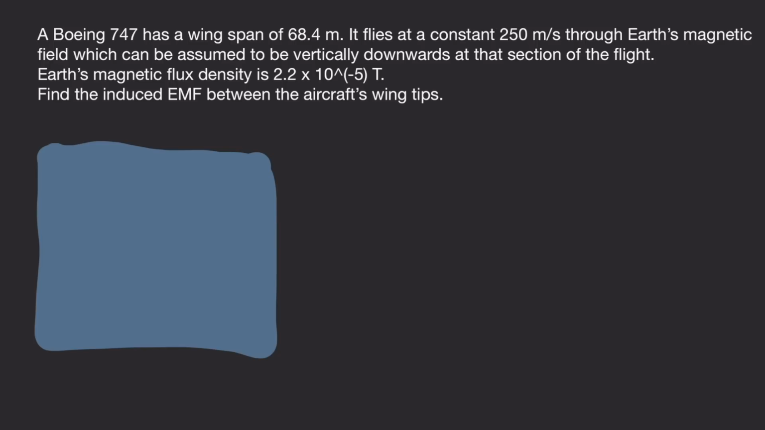Let's do a really interesting problem. We have a Boeing 747 that has a wingspan of 68.4 meters, flies at a constant speed of 250 meters per second through the Earth's magnetic field. Okay, we can assume that the field is vertically downwards at that section of the flight, and the Earth's magnetic flux density is 2.2 times 10 to the power of minus 5 Tesla. We need to figure out the induced EMF between the wing tips.